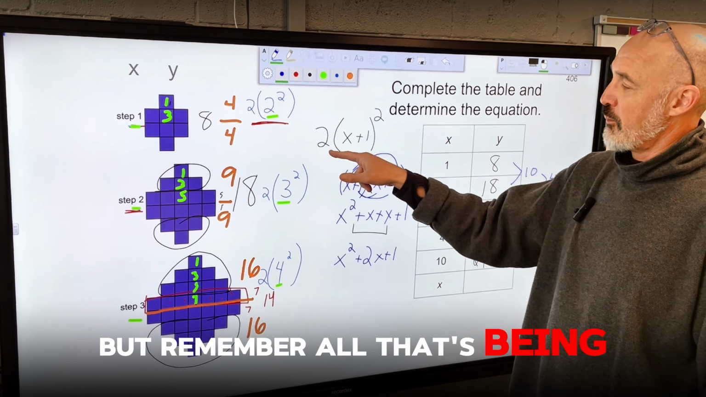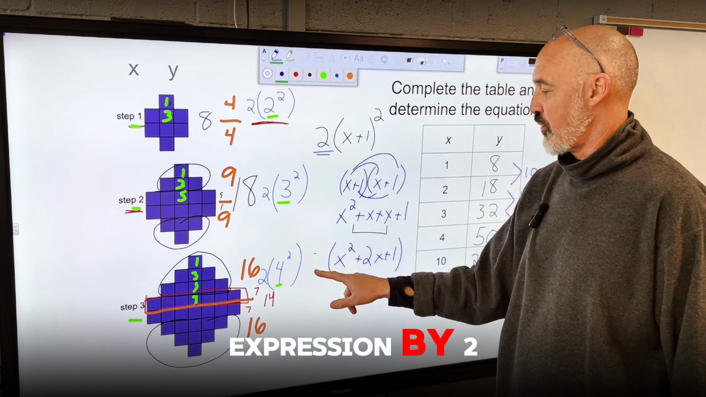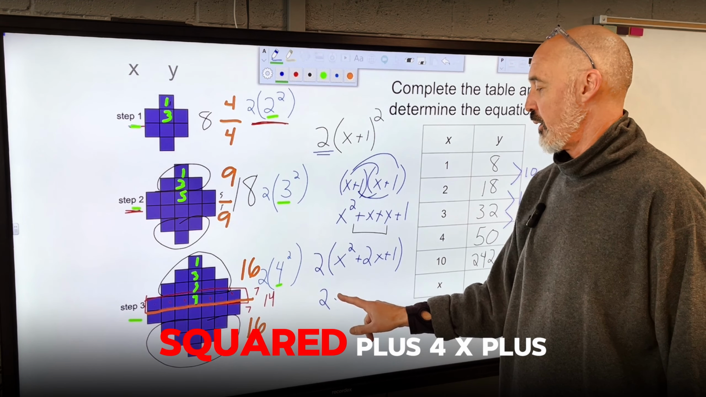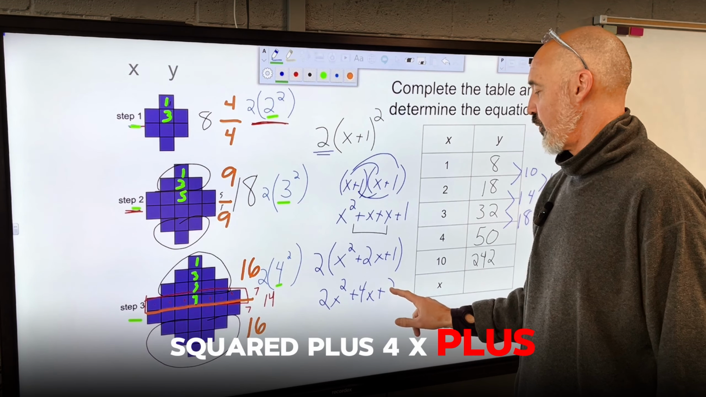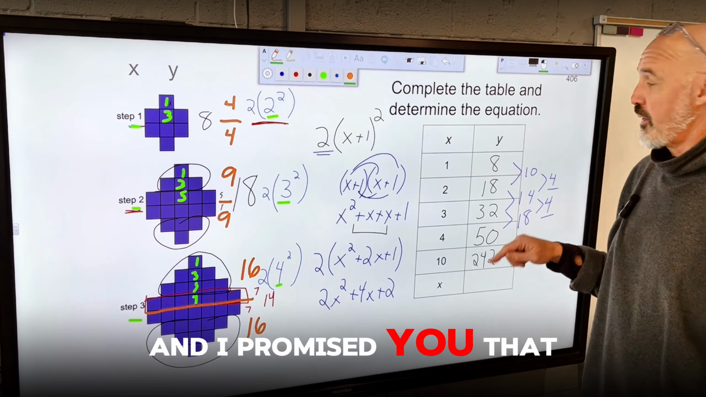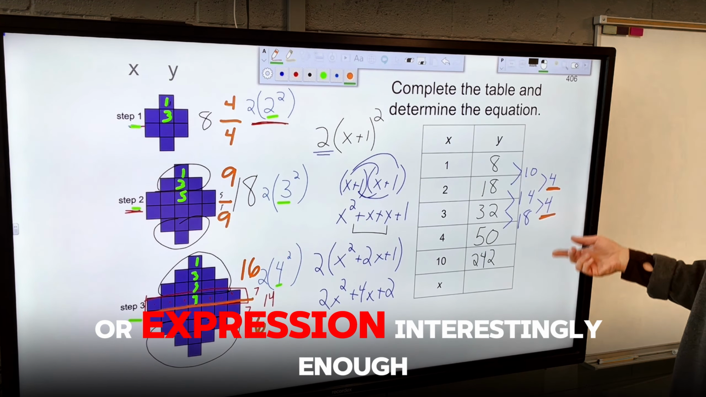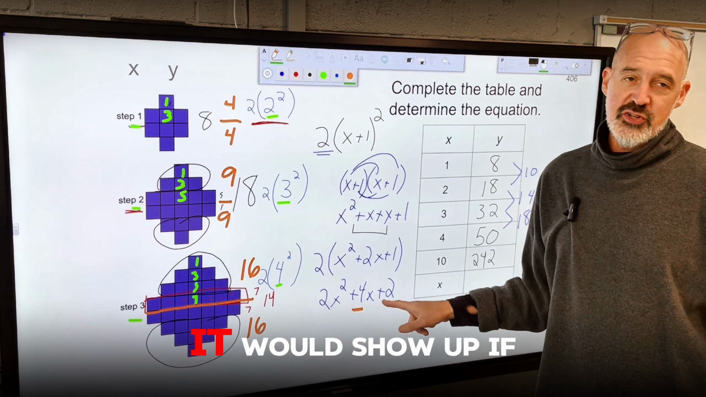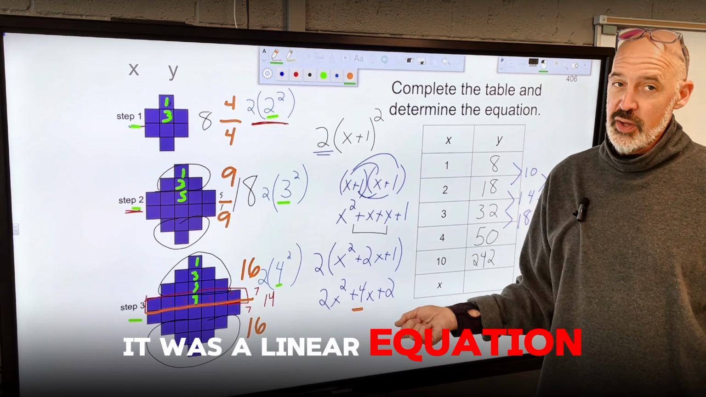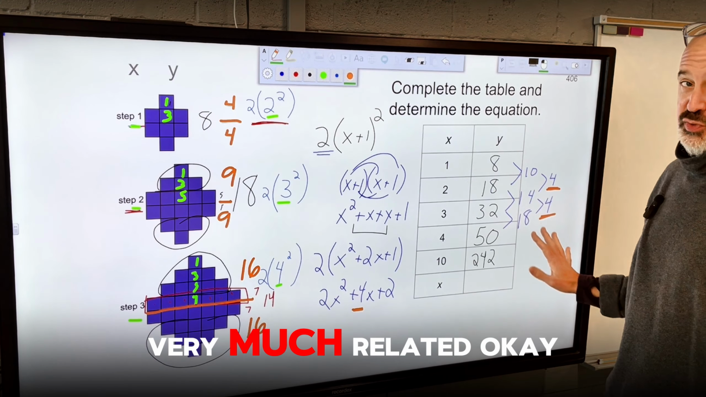But remember, all that's being multiplied by 2. So now I multiply this expression by 2, and I get 2x squared plus 4x plus 2. And I promised you that this 4 is part of the equation or expression. Interestingly enough, it shows up right here, the same place it would show up if it was a linear equation with the slope of 4. So it's still sort of very much related.